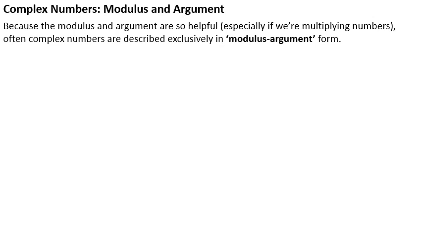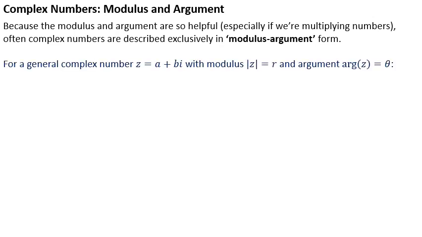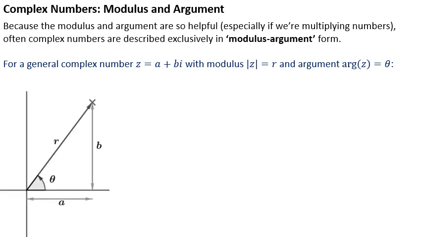Just like for a vector, I can give you the vector in column form, or I can give you the vector in terms of its magnitude and its direction, and that will uniquely define the vector just as well as giving it in a column form. So if we have a complex number z, which could be written as a plus bi, where a and b are the real and imaginary components respectively, then we're going to give some names to the modulus and the argument. We'll call the modulus r and the argument theta. And then we can draw this diagram.